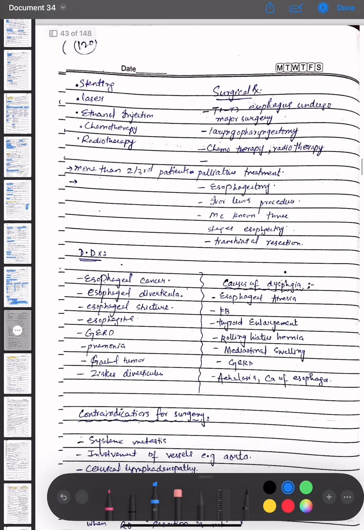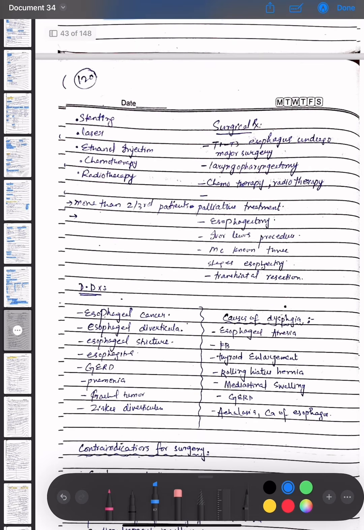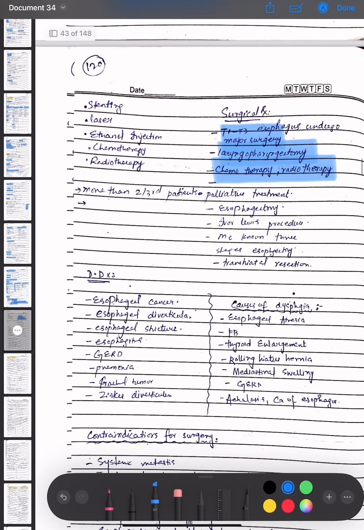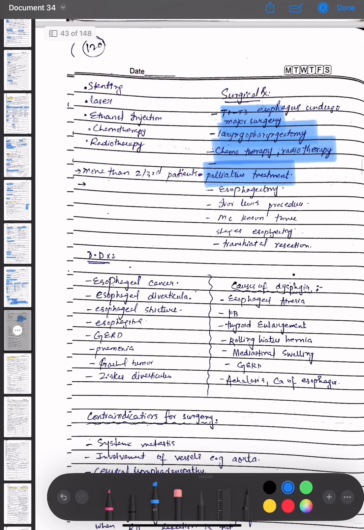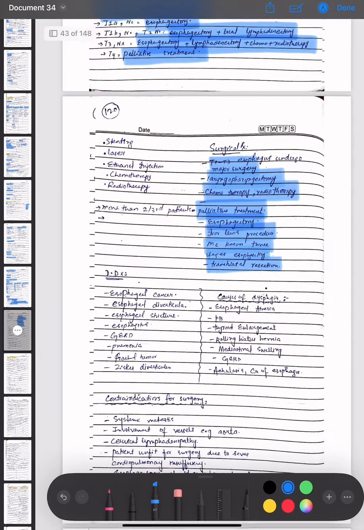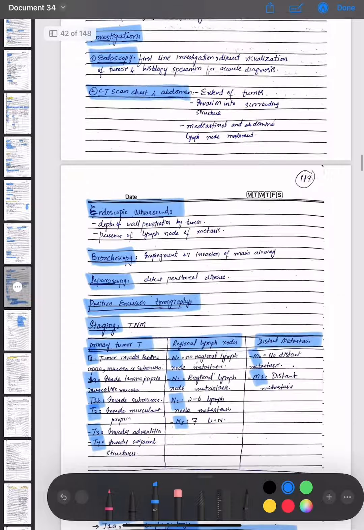The surgical options are: T1 to T3 esophagus undergo major surgery, laryngopharyngectomy is done, chemotherapy and radiotherapy is done. More than two-thirds of patients are treated with palliative treatment. These are esophagectomy, the Ivor Lewis procedure, McKeown's three-stage esophagectomy, and trans-hiatal resection.